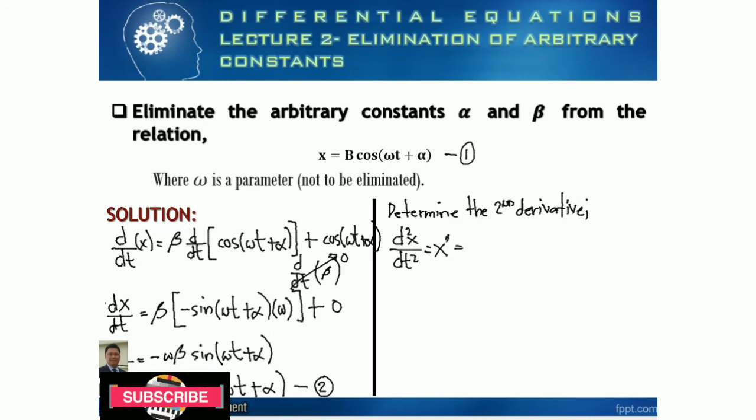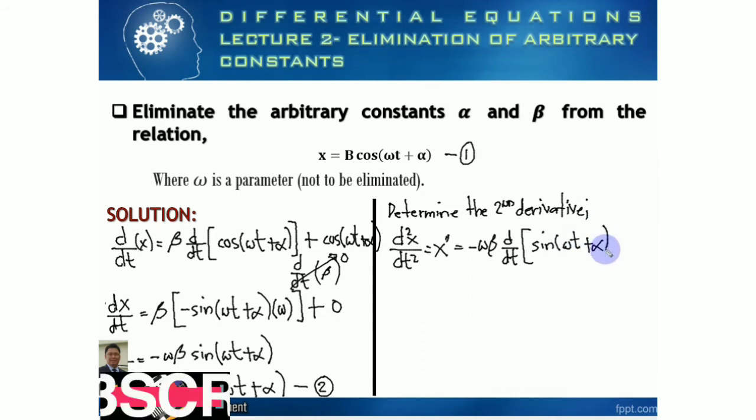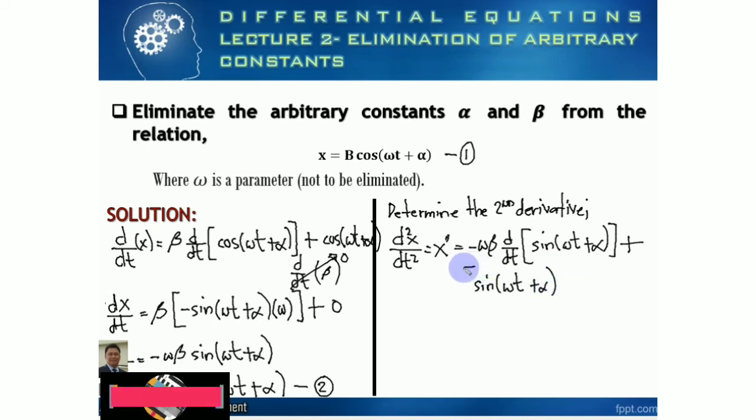Our negative omega beta times the derivative of this one: negative omega beta times the derivative with respect to time of the quantity sine of omega t plus alpha, and then plus sine of omega t plus alpha times the derivative with respect to time of negative omega beta.